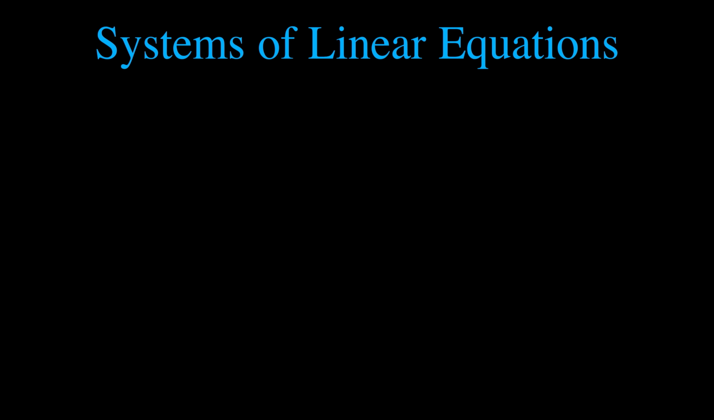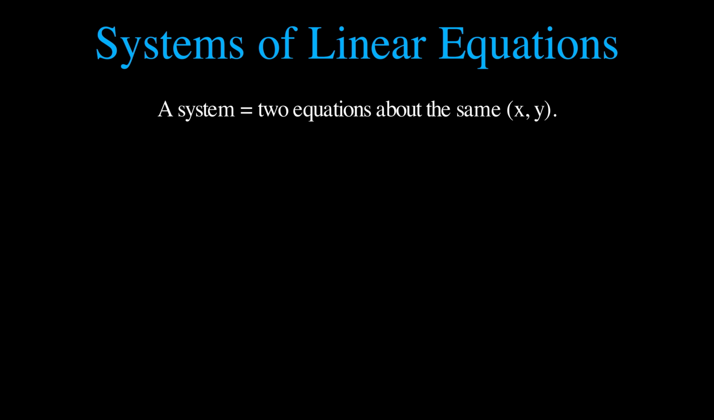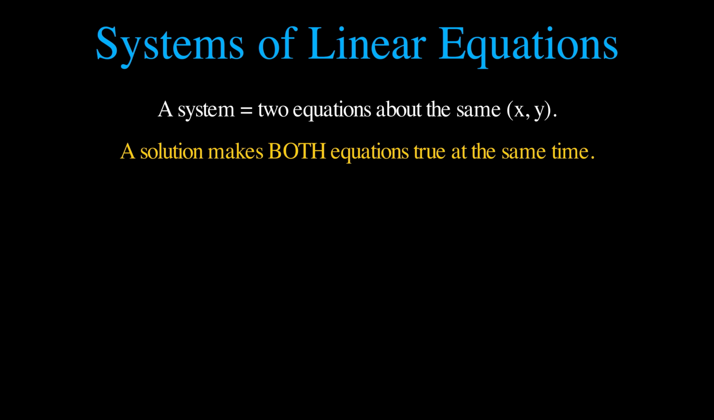In this lesson, we're learning about systems of linear equations. A system means we have two equations that talk about the same x and y values. The solution to a system is the point that makes both equations true at the same time.